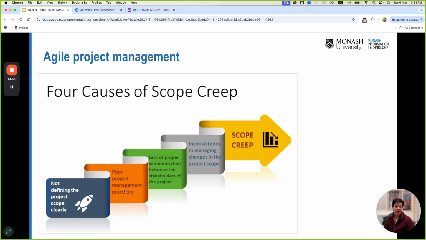Second, poor project management practice, right? When someone receives the scope, these are the things that we need to do, but they didn't prioritize or interact well with the customer effectively, then this can lead to poor project management practice. Third, lack of proper communication between the stakeholders of the project. This is another factor as well.